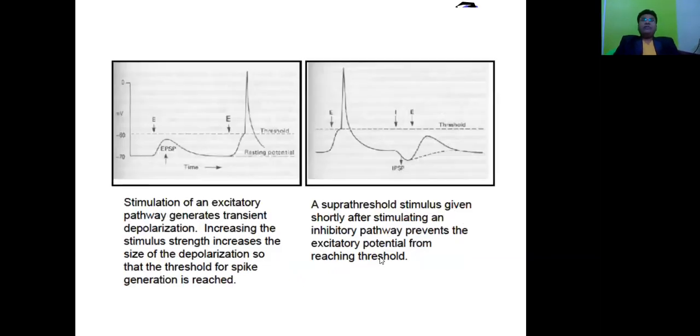Now, if you look at these two graphs over here, one is the stimulation of an excitatory pathway, and there is a supra-threshold stimulus given shortly after stimulating an inhibitory pathway, which prevents the excitatory potential from reaching the threshold.